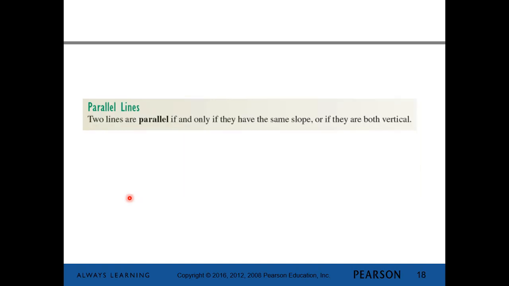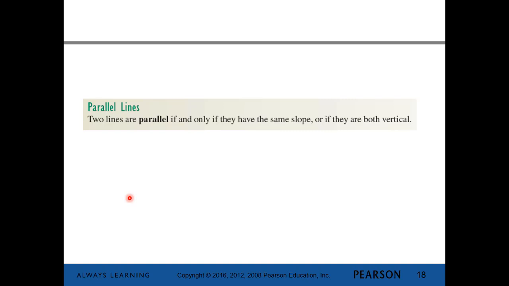So now parallel lines. Parallel lines are any two lines that will never, ever intersect no matter how far out you take the lines. And the reason why they will never intersect is because they have the same slope. So the definition of two parallel lines is any two lines that have the same slope. Okay?